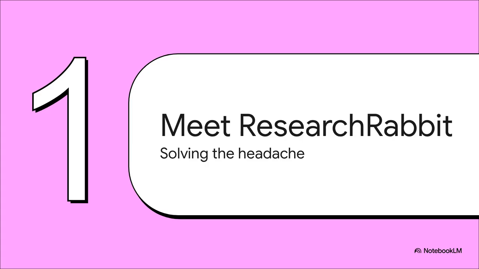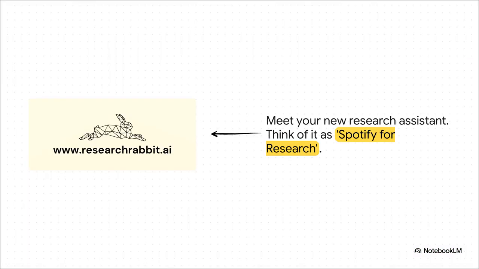But what if you could flip that script? What if you could turn all that frustration into a focused, exciting process of discovery? Well, that is exactly the promise of ResearchRabbit. So this is it. The best way to get your head around it is to think of it as Spotify for research. You know how Spotify recommends new music based on what you already love? ResearchRabbit does the exact same thing, but for academic papers. It's like having a personal AI research assistant. And get this, it's completely free for researchers.